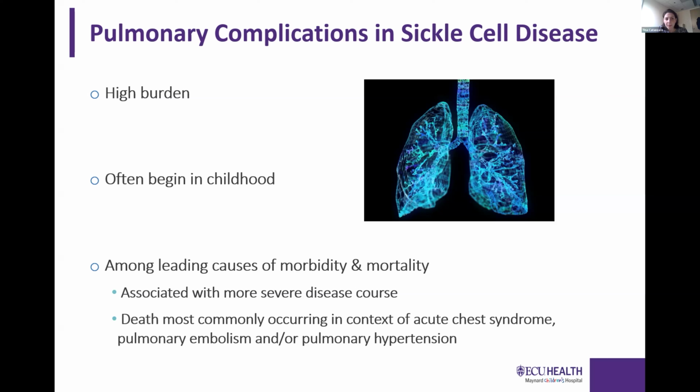The pulmonary complications often begin in childhood, with frequent admissions, and can start as early as a year old with recurrent acute chest. All of these are associated with higher morbidity and mortality, so a more severe disease course, and death most commonly occurring in the context of acute chest syndrome, pulmonary embolism, and/or pulmonary hypertension.